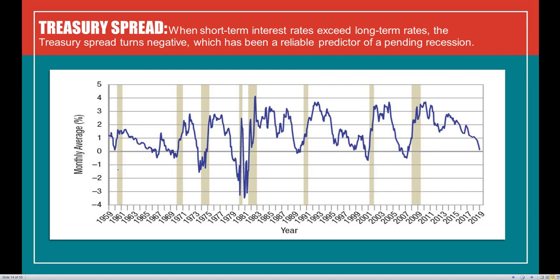So this is the tool that most economists use nowadays in order to predict recessions, because as you can see, out of the past 8 recessions, it successfully predicted it 7 out of the 8 times. So as you can see right here, when short-term interest rates exceed long-term rates, the treasury spread turns negative, which has been a reliable predictor of a pending recession. And the last time our treasury spread turned negative was in November of 2019. If we carried the data out a little bit longer, we'd see the treasury spread surpassed the zero threshold right here. And in the time period after that, this is exactly where we see the recession that bounced from the COVID-19 epidemic.